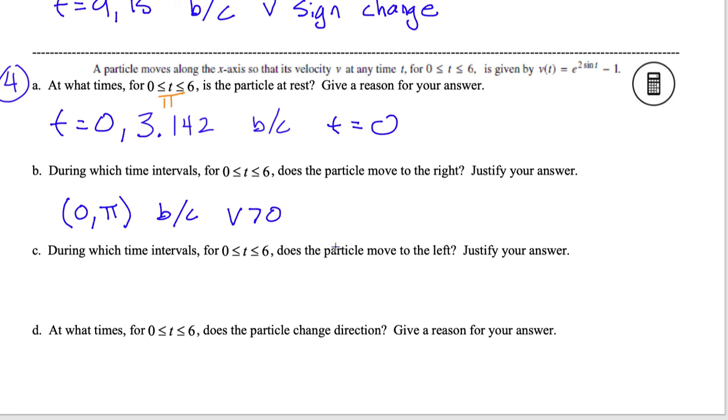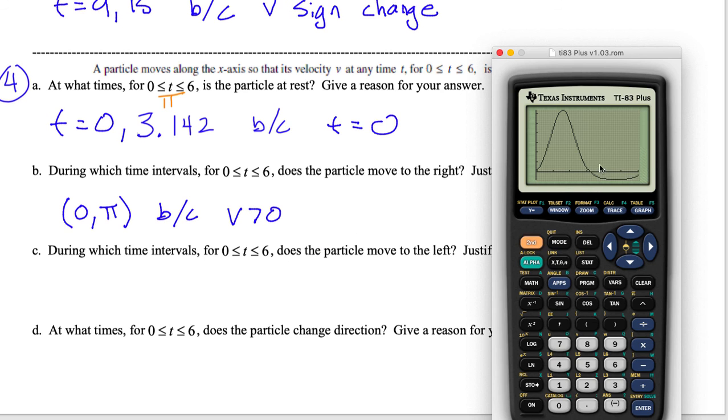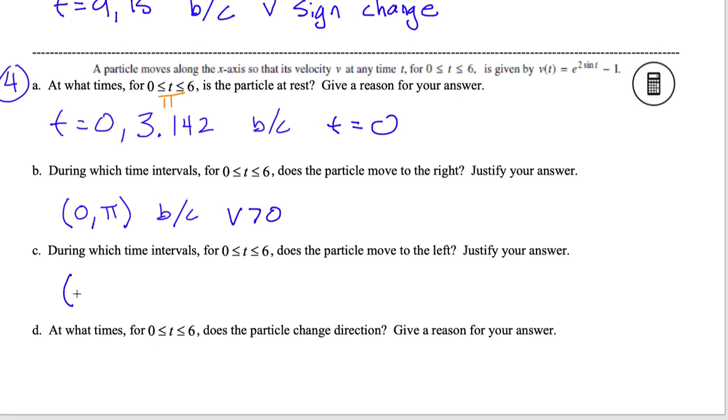Where is the particle moving to the left? That's anything down here, so pi to the end of the interval at 6 here. So from pi to 6, between pi and 6, why? It's because that's where velocity is less than 0.